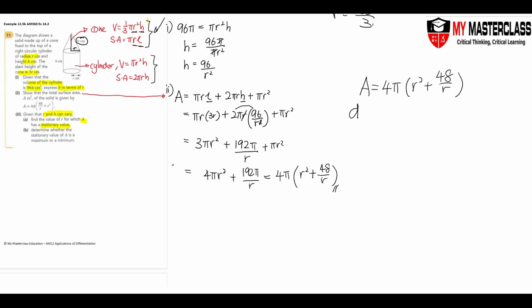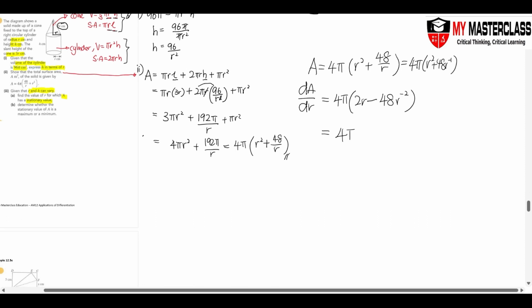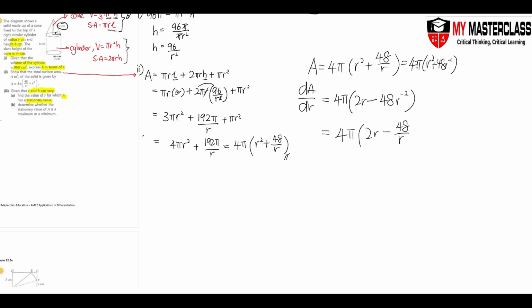When I differentiate, dA over dR equals 4π. The constant, always leave it outside. 2r plus, in this case, let's make sure we make it linear first. r² plus 48r to the power negative 1. So I bring the power down, negative 48r to the power negative 2. Yes, make it nice. This is equal to 4π, open bracket 2r minus 48 over r².